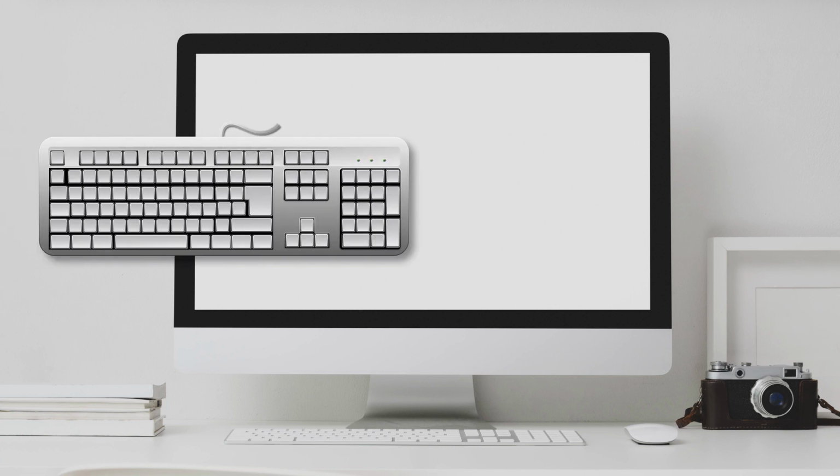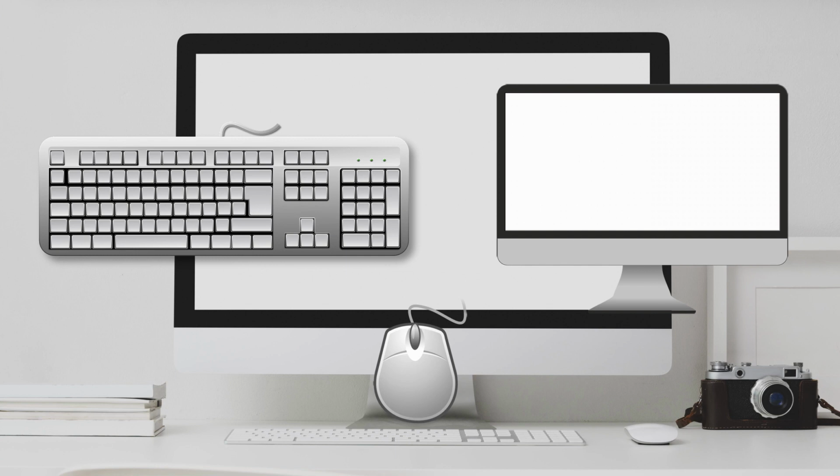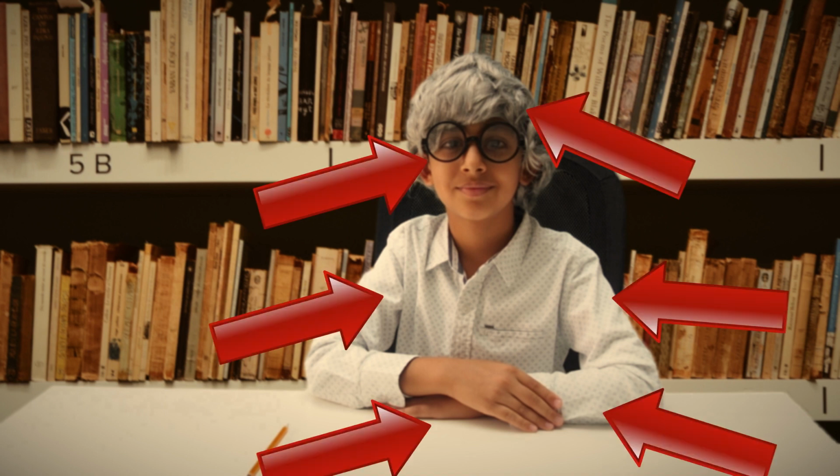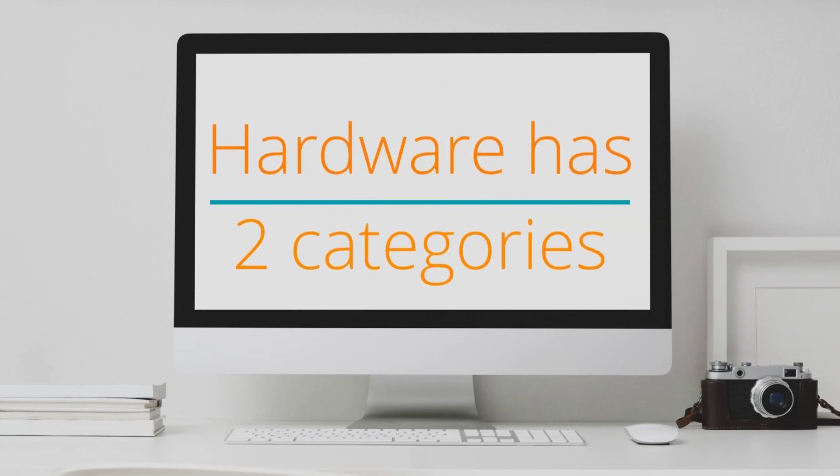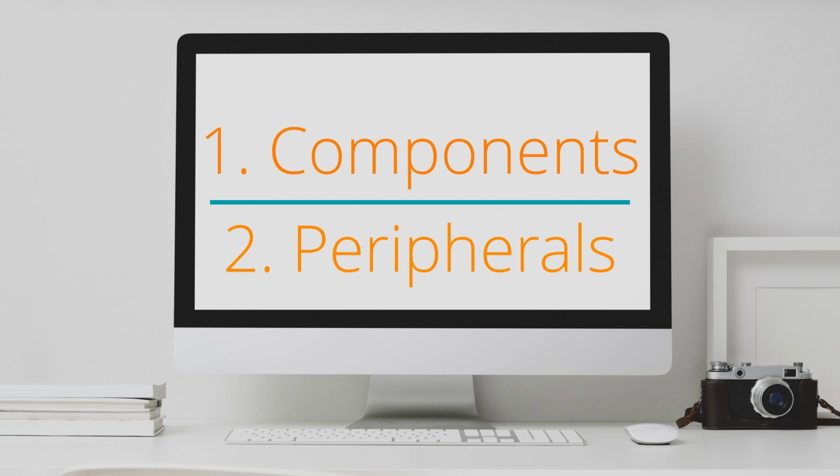As we saw in the second video, hardware refers to the physical elements of a computer system. Hardware is like Mr. Accountant's brain, his hands, his eyes, his whole body, and things he uses in his office, like his desk and his filing cabinet. PC hardware has two categories, components and peripherals. Let's look at them.